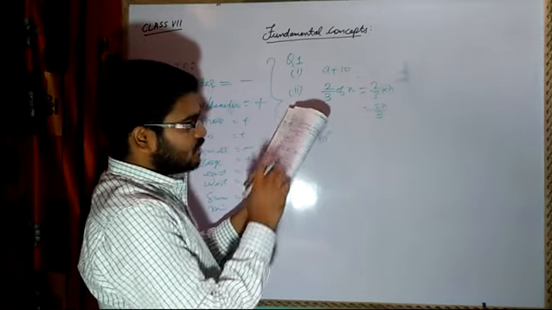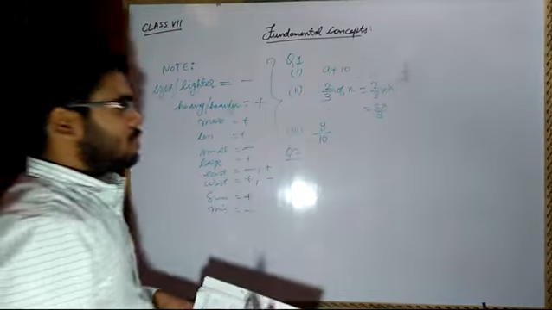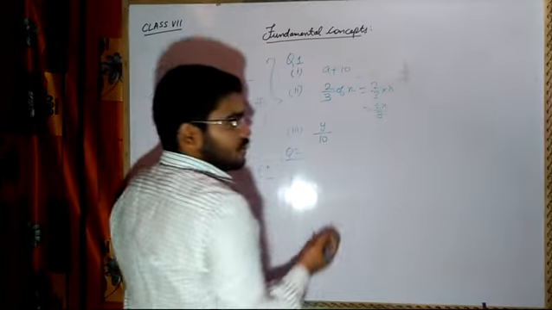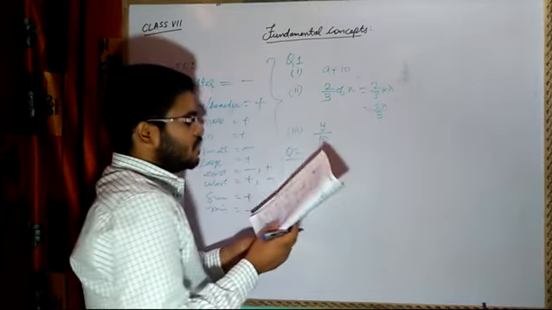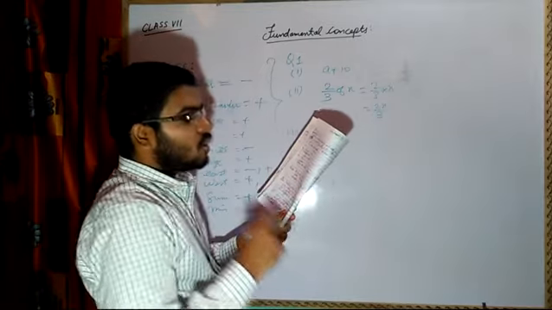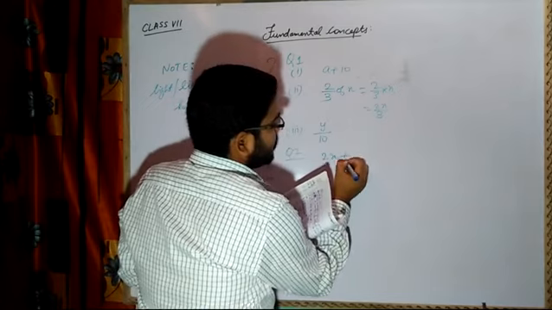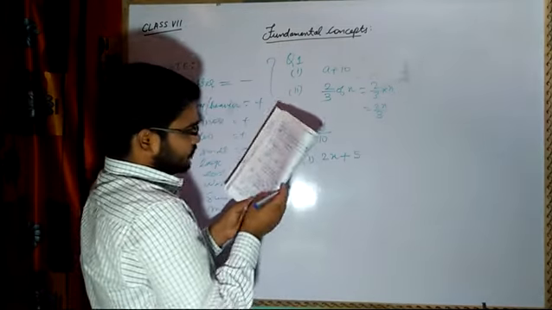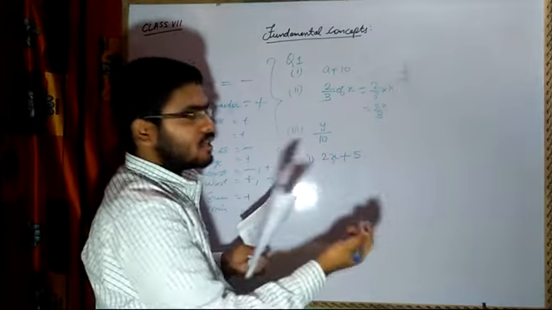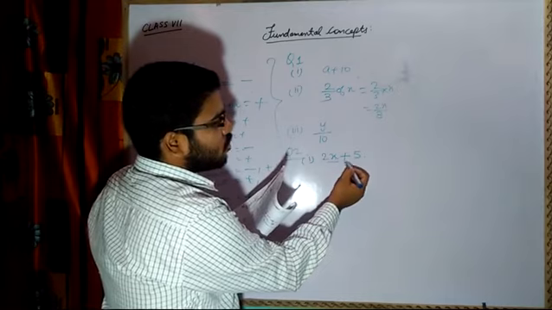Now question number 2, verbal expression into algebraic expression. 5 more than twice the number. So let the number be x. Twice the number means 2x. More means plus. How much more? 5. So 5 more than twice the number: the number was x multiplied by 2, so twice x, and more means plus 5.